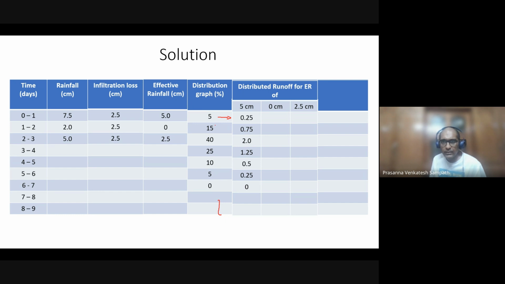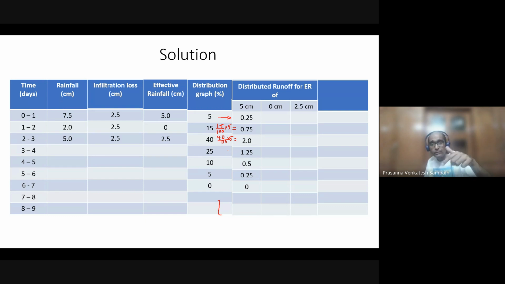So 15 divided by 100 into 5 equal to 15 times 5, 75 divided by 100 is 0.75. So 40 by 100 into 5 is 2 centimeters, and so on, right? So that 5 centimeters of excess rainfall or effective rainfall is distributed over those 6 days in these fractions: 0.25 centimeters, 0.75, 2, 1.25, 0.5, 0.25.